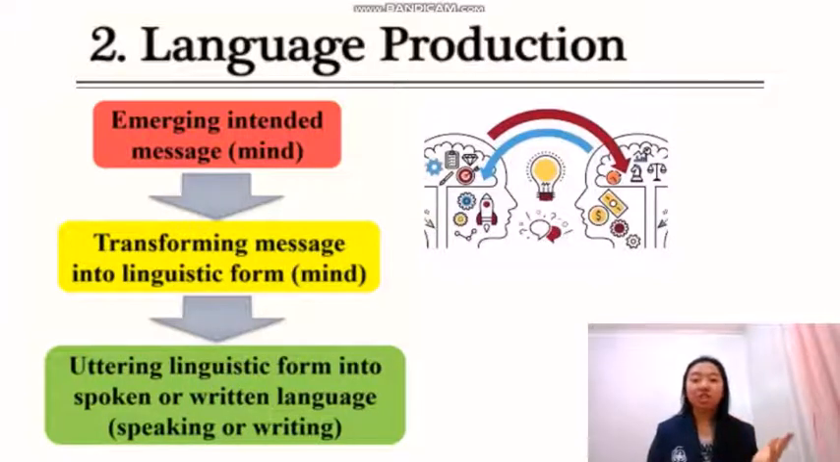After we have the message, the next step is transforming that message into the linguistic form. This also happens in the mind. In this process, we will construct a good sentence that will convey our message. Word choice and grammar are all happening in this process. After we have a good linguistic form, the next step is altering the linguistic form into spoken or written language by speaking or by writing.